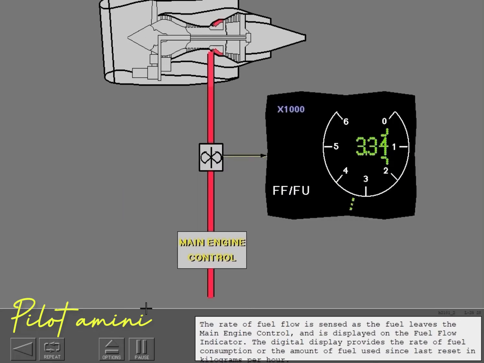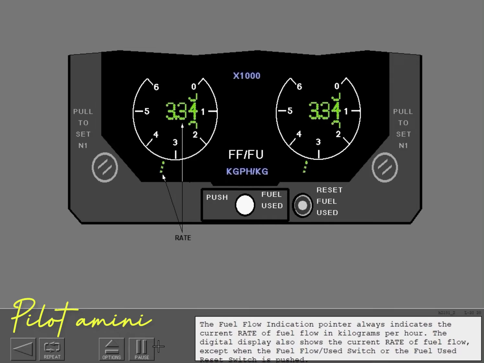The rate of fuel flow is sensed as the fuel leaves the main engine control and is displayed on the fuel flow indicator. The digital display provides the rate of fuel consumption or the amount of fuel used since last reset in kilograms per hour. The fuel flow indication pointer always indicates the current rate of fuel flow in kilograms per hour. The digital display also shows the current rate of fuel flow, except when the fuel flow used switch or the fuel used reset switch is pushed.